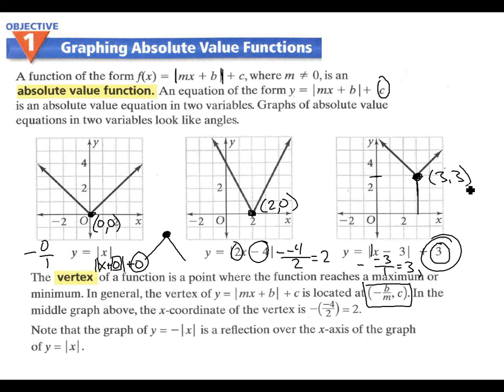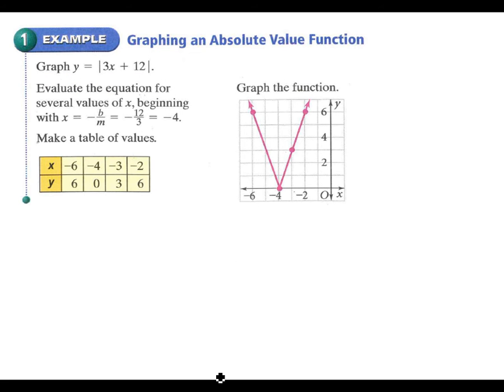The last thing in there: if we have a negative out front, that means we're going to flip over and we're going to have one of these graphs here. So negative absolute value of x is flipped over and would go down. That's the basics of how to graph absolute value functions. So let's try a couple here.